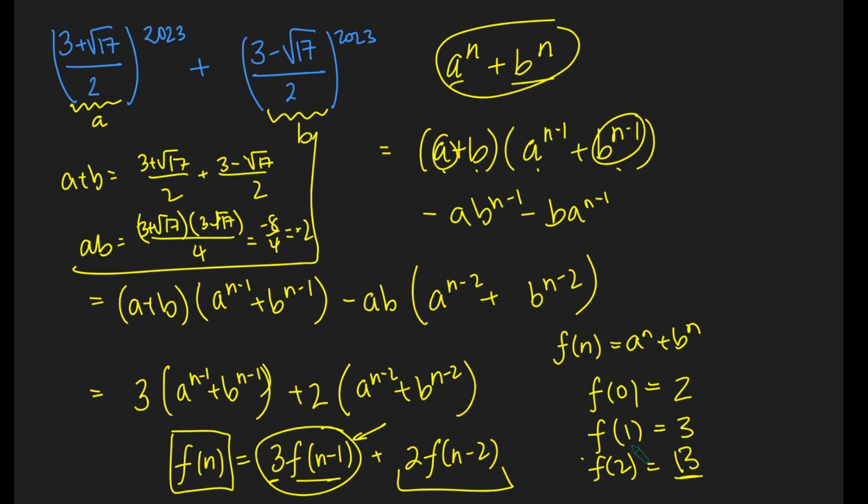Since f of 1 is odd, that means f of 2 is odd, f of 3 is odd, f of 4 is odd, and so on. And so in particular, when I plug in n is 2023, it will be odd. And so we get that (3 plus root 17) over 2, to the 2023, plus (3 minus root 17) over 2, to the 2023, is an odd number. And we didn't have to do any difficult calculations or expansions or anything like that of this guy.